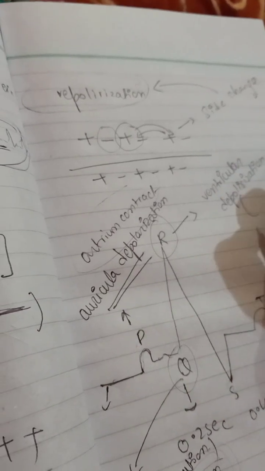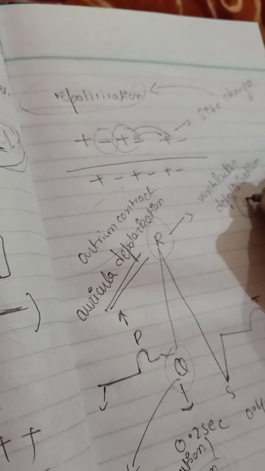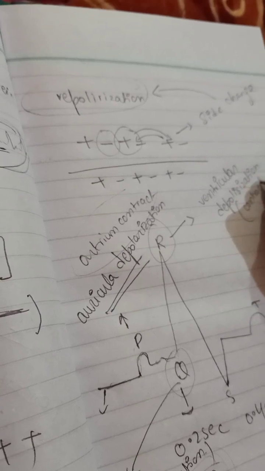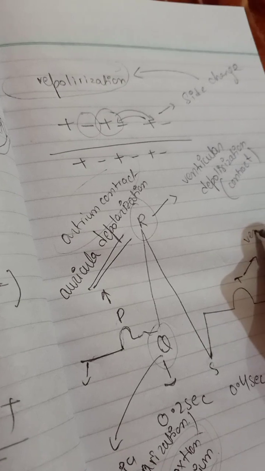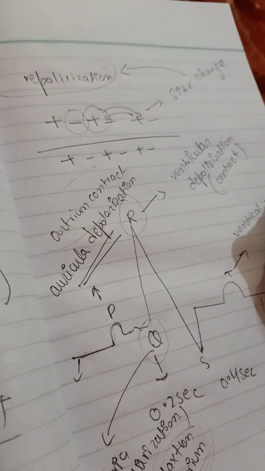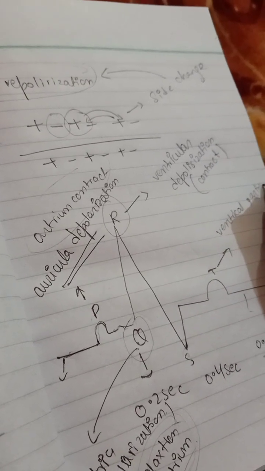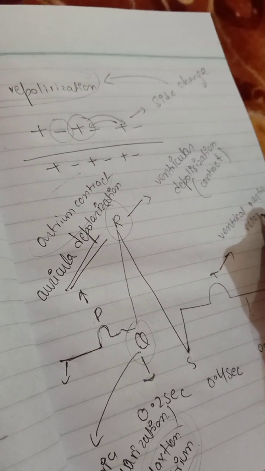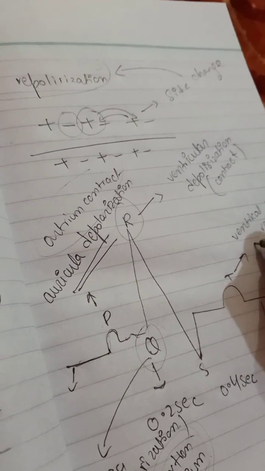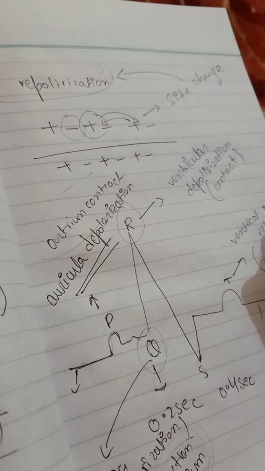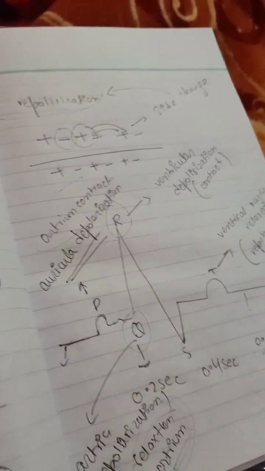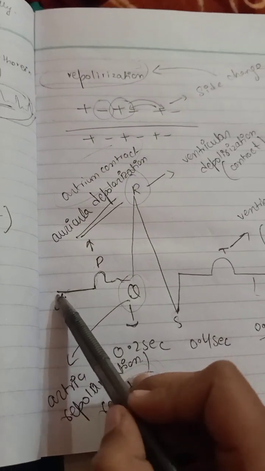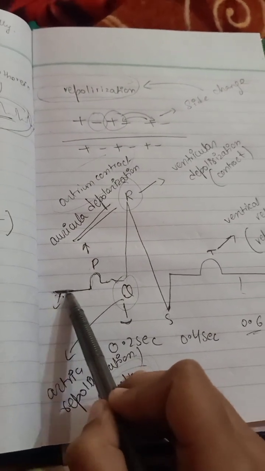Why? Because after the atrium, this ventricle will contract. So here the ventricle will contract. If we talk about T, here the ventricle and atrium both will get relaxed. So we are calling this a repolarization.